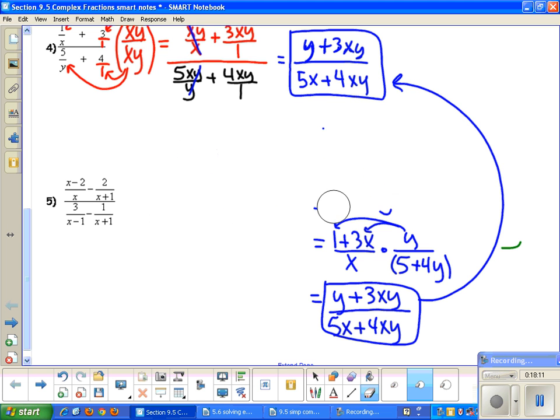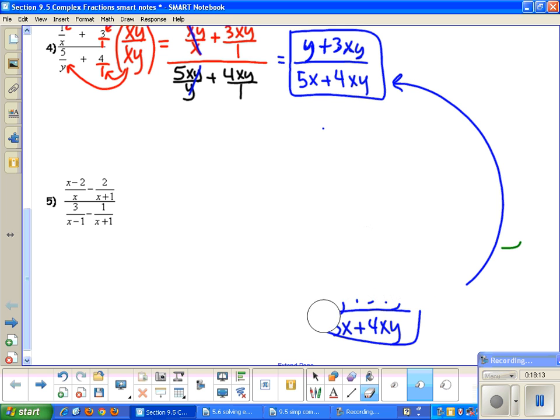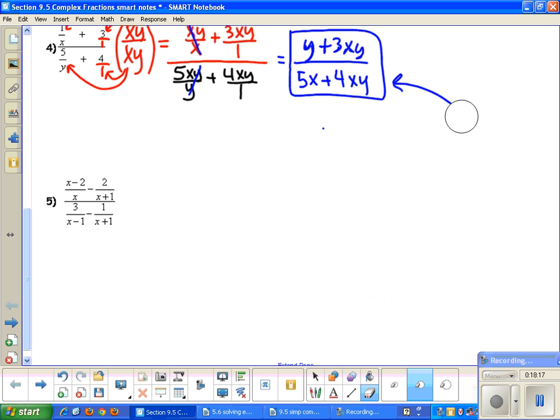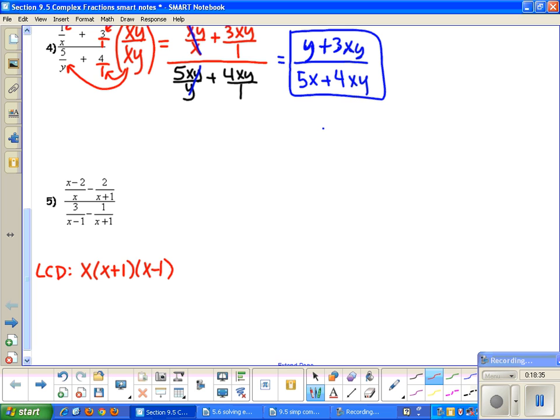And I'm going to do number 5, again, the way that I like to do it, which is just getting the least common denominator of all the denominators. So if I look at number 5, I have x, x plus 1, x minus 1, and x plus 1 in my denominator. So the least common denominator of everything would be x times x plus 1 times x minus 1. That's what I'm going to multiply both the numerator and denominator by.